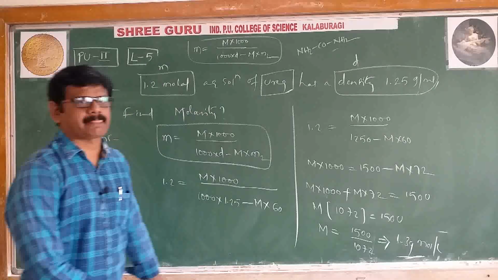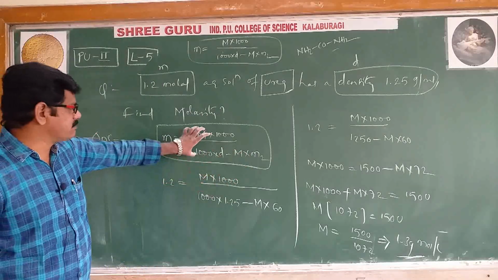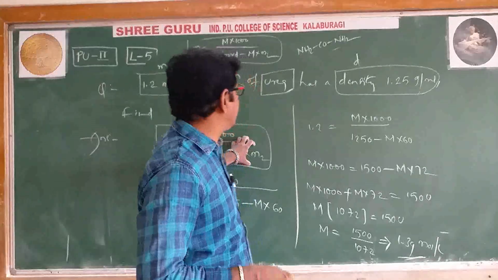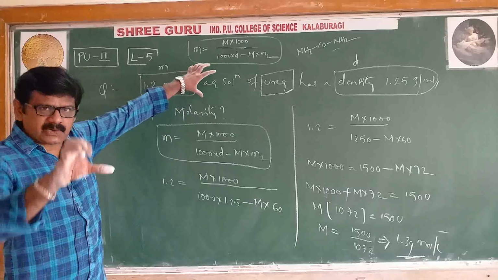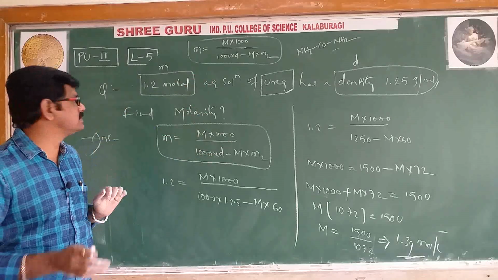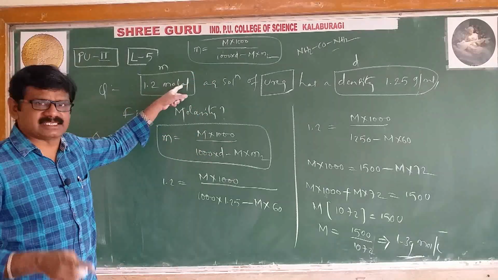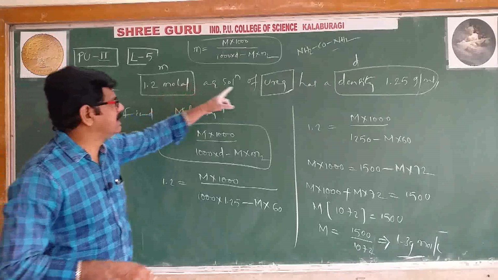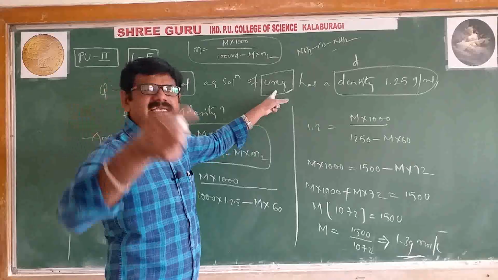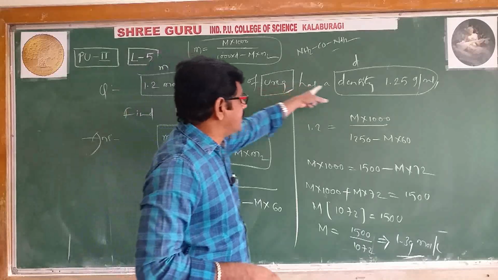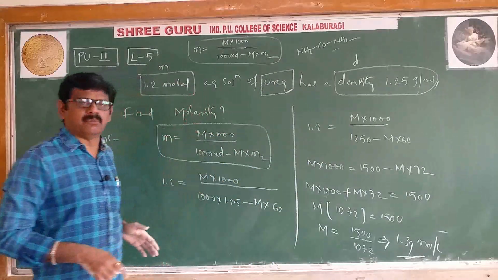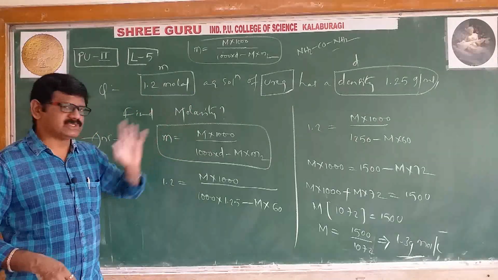That's it. Very simple. If you understand and remember the formula, you have to collect the appropriate data and substitute in the formula. Once again, 1.2 molal, small m, molality is given, urea is the solute, which means its molar mass is indirectly given, and the density of solution is given. Molarity is what we are finding.